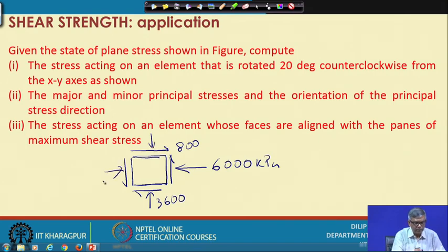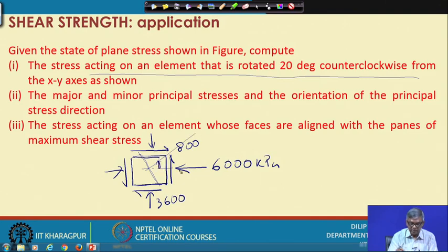You are given the state of plane stress shown in the figure, and you must compute the stress acting on an element that is rotated 20 degrees counterclockwise. That means I can imagine this element something like this on this plane. This is the horizontal direction, so I can consider 20 degrees for the normal. So, this is counterclockwise 20 degrees, and around this I have to find the normal stress, rotated 20 degrees counterclockwise from the x-y axis as shown.